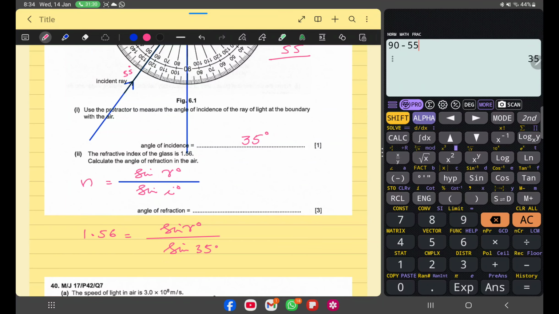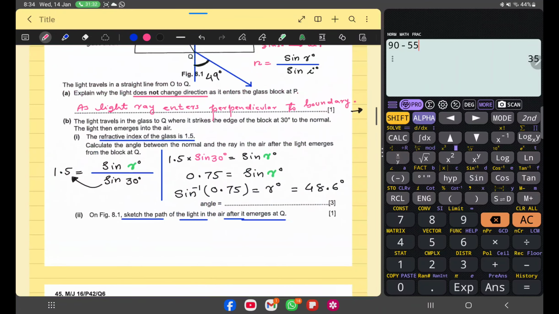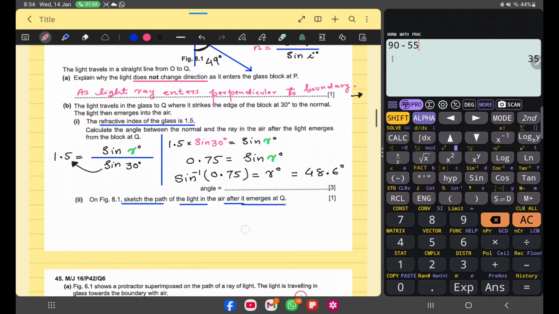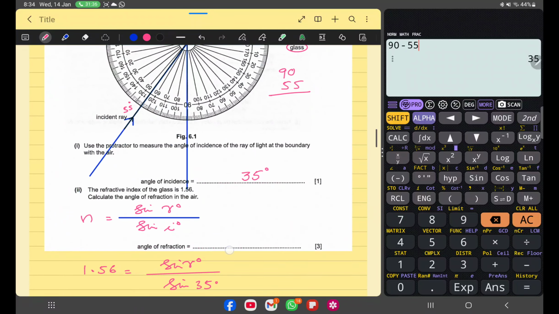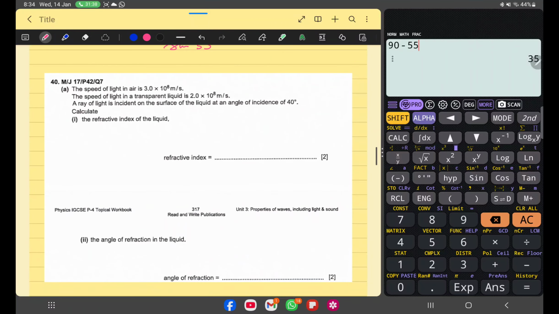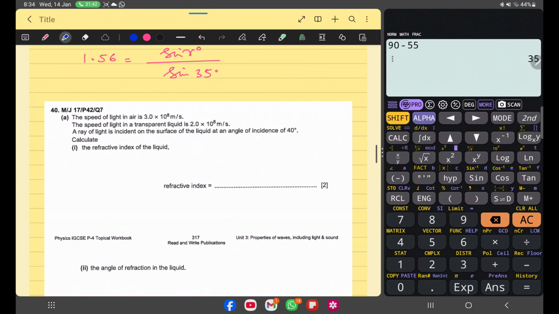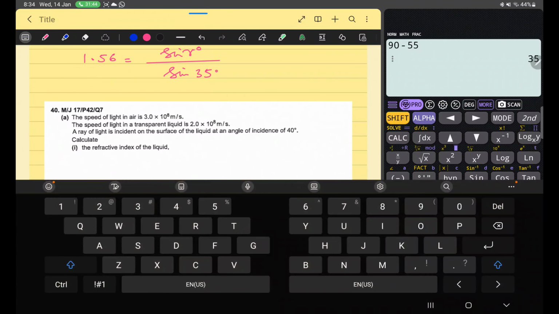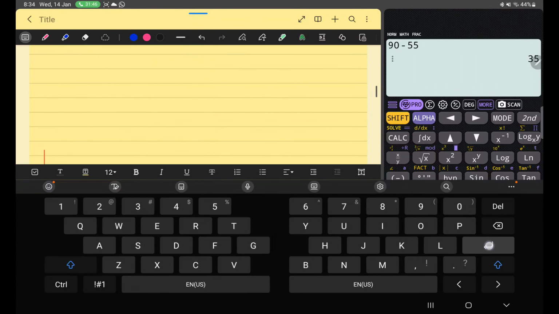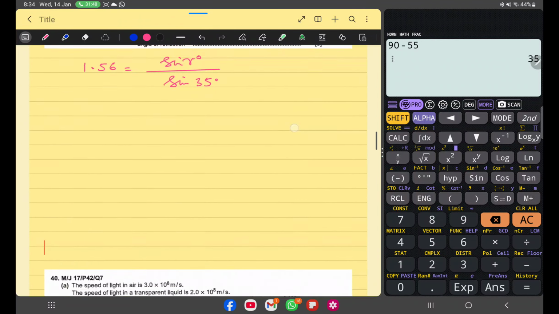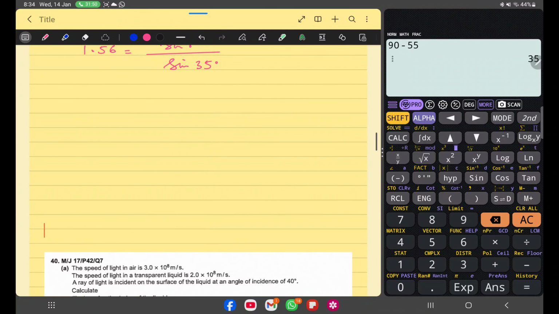We are not solving this question, as the calculation is the same as in the last question. Now we have another question, and in this question I am going to teach you one more new formula to calculate refractive index.